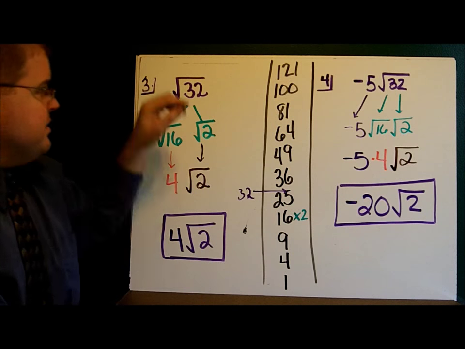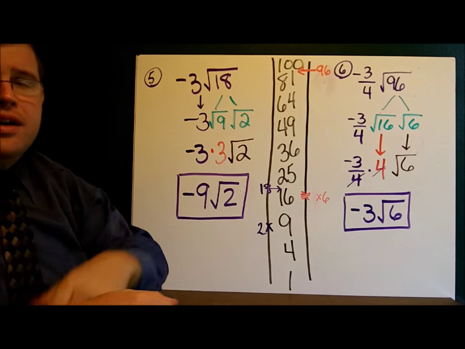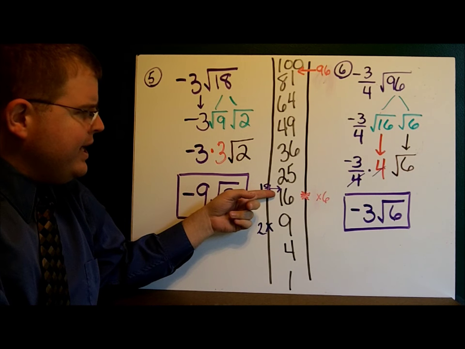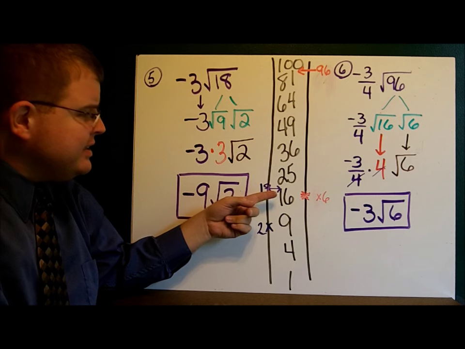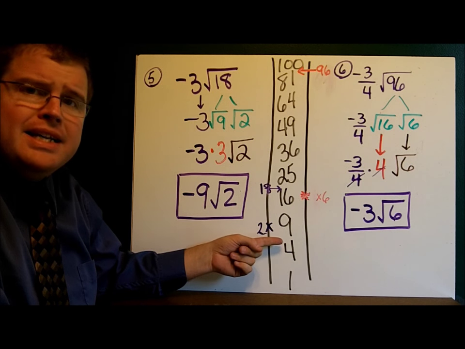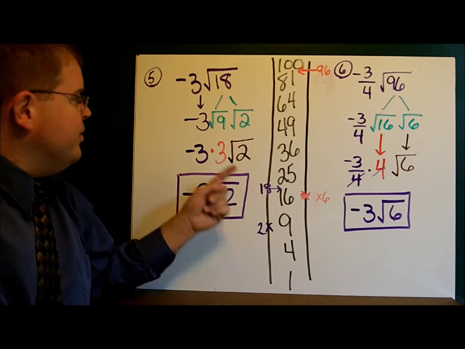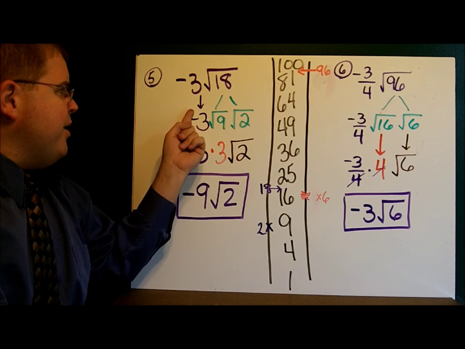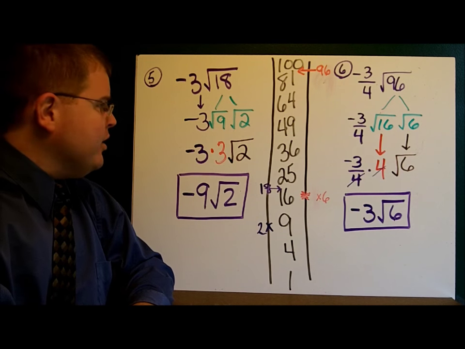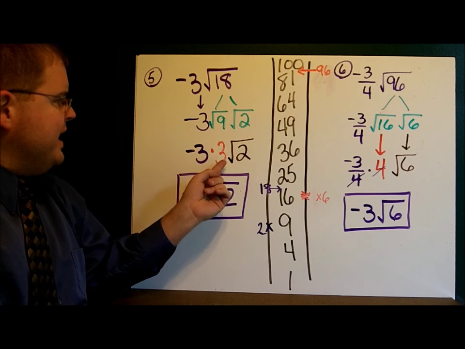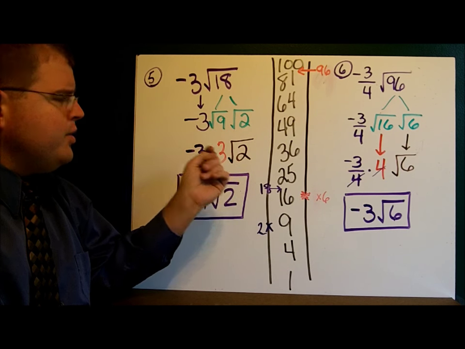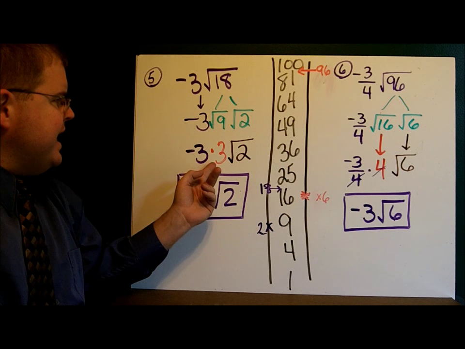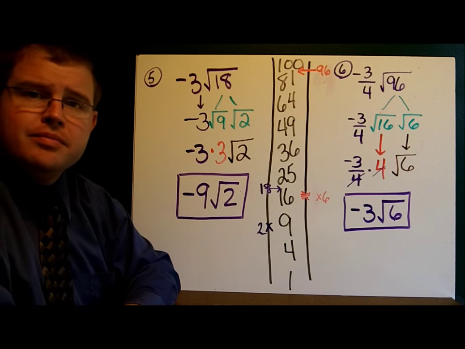Let's take a look at the answers. Number 5, we have negative 3 square roots of 18. 18 would be right here on my list. I'll go down. 16 doesn't go into it, but 9 does twice. 9 times 2. So I have a square root of 9 and a square root of 2. This 3 out front, the coefficient, just comes down along for the ride. Square root of 9 is 3. Square root of 2 is the square root of 2. It's nothing special. Negative 3 times 3 is negative 9, square roots of 2.